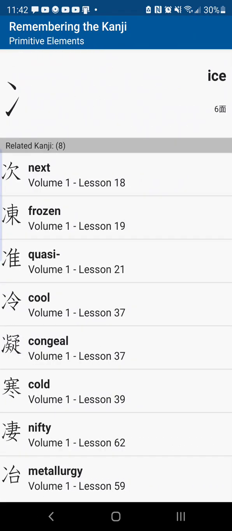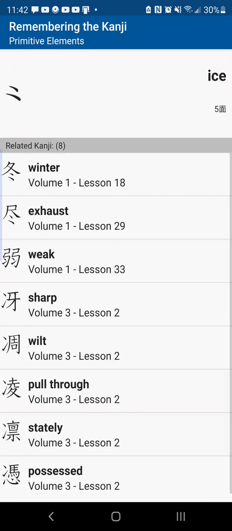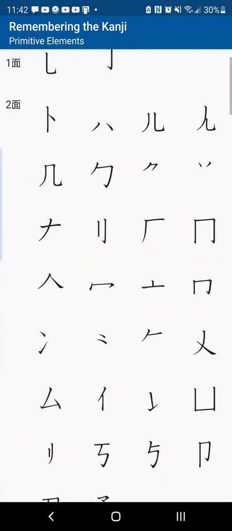you have ice. Kind of has like a little hooky stabby portion next to it. It's showing up in frozen and cool. Makes sense to me. Ice kind of looks like frozen droplets.